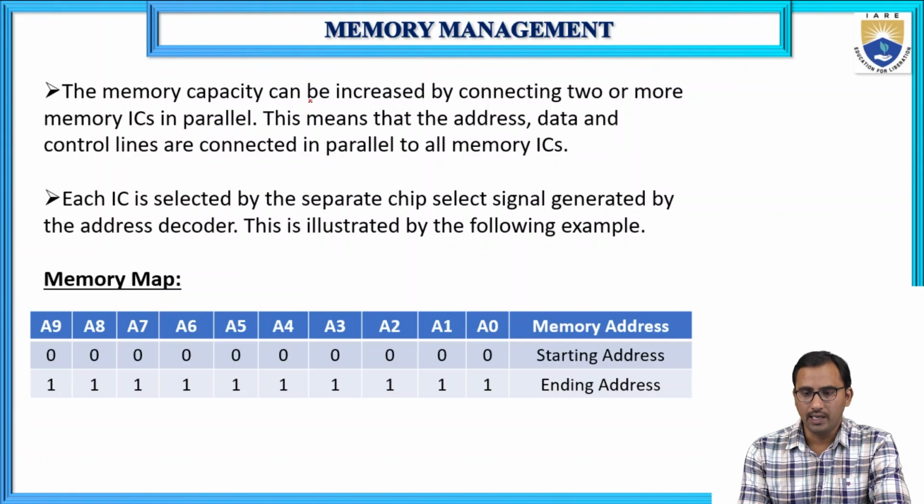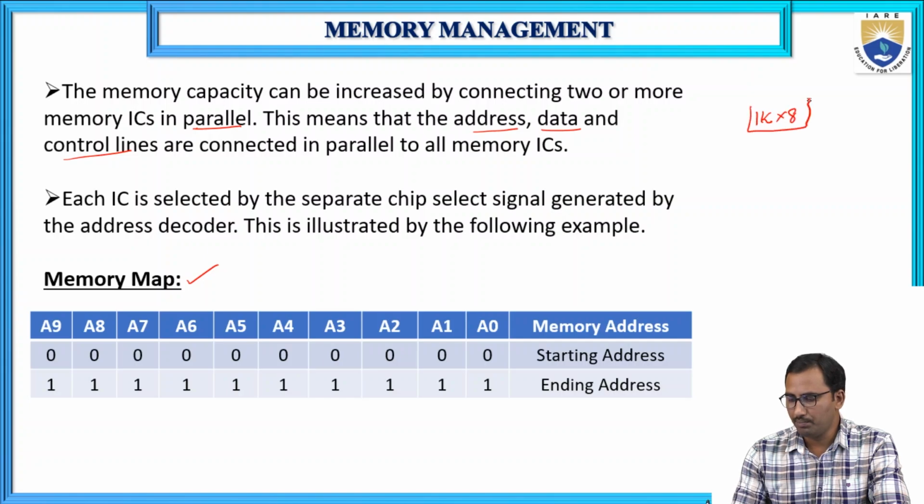So the memory capacity can be increased by connecting 2 or more memory chips in parallel. This means that the address, data and control lines are connected in parallel to all memory chips. So we can see the memory mapping. Once you design the 1 kilobyte by 8 memory, we need to determine its address range, that means the starting address and ending address of that memory chip.